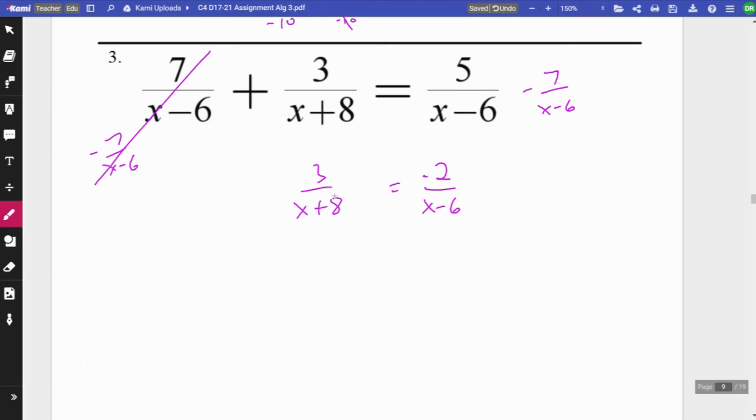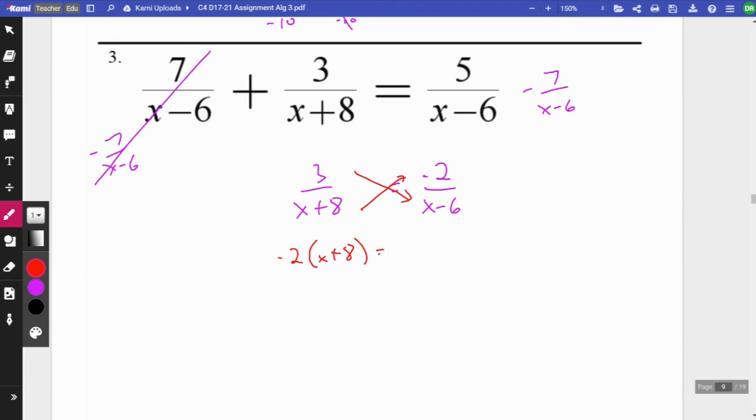And you see that now you have fraction equals a fraction. And I'd prefer this method because it's faster. You're allowed to use cross multiplication now. Alternatively, you would have had to multiply everything by an x minus 6 first, and then everything by an x plus 8. And you would have gotten just a bulkier equation to solve. Cross multiplying, you get negative 2 times x plus 8 and 3 times x minus 6. Distribute and solve.